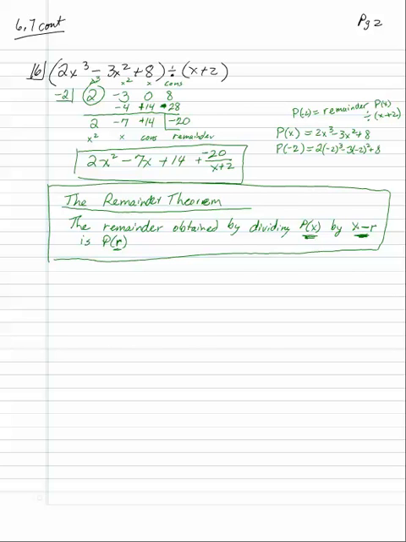So I'm saying that this should be equal to negative 20. Let's see if that works. Negative 2 cubed is negative 8. Negative 2 squared is 4. So we get negative 16 minus 12 plus 8, which in fact is negative 20. That's not coincidence, that's actually this theorem. It's saying that if I plug in the opposite of that, negative 2, into the function, it will give me the same value as the remainder.